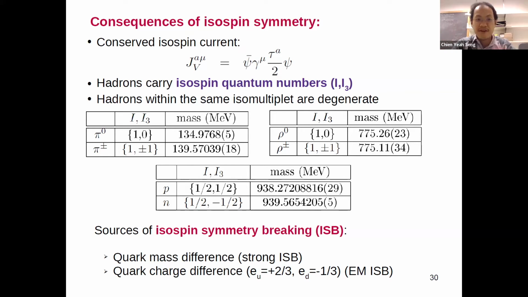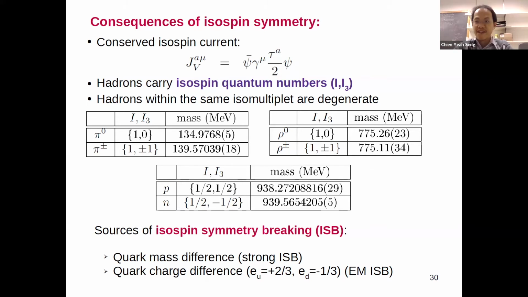Forms an irreducible representation of the isospin. It is represented by I equals 1 and I3 equals 0 or plus minus 1. And you can see that the pi 0 and pi plus minus have very similar mass. The same is true of the rho meson, and the same is true of the proton and neutron. So the proton and neutron are an isospin doublet, and the pions and rhos are an isospin triplet, for instance.